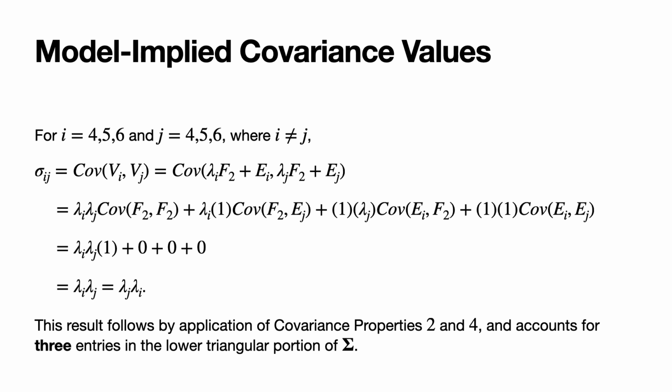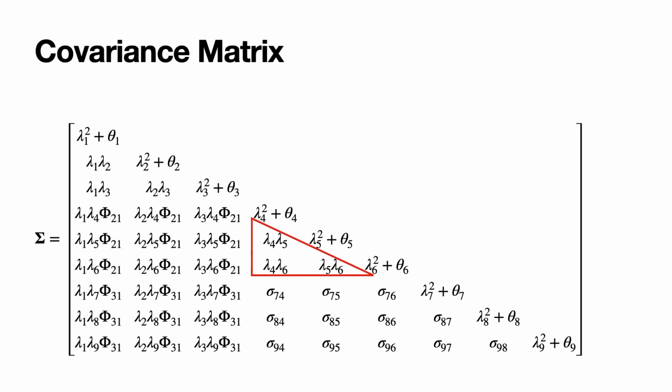This result follows by application of covariance properties 2 and 4, and it accounts for the 3 entries in the lower triangular portion of cap sig as shown on this slide.